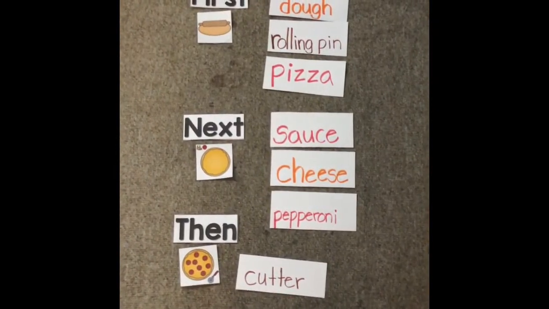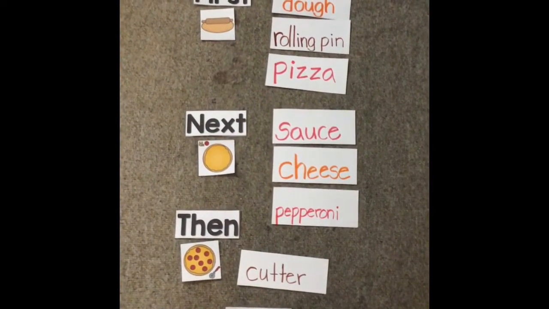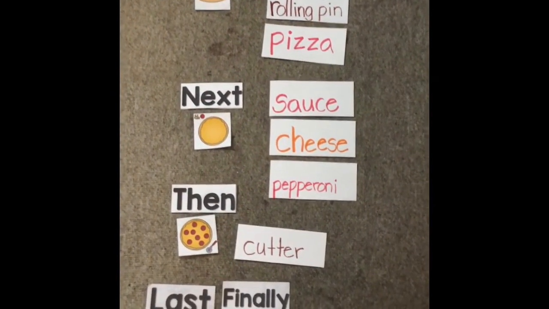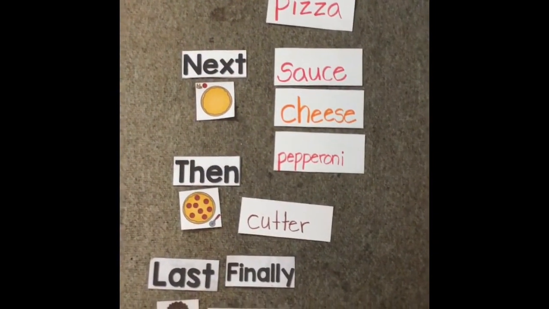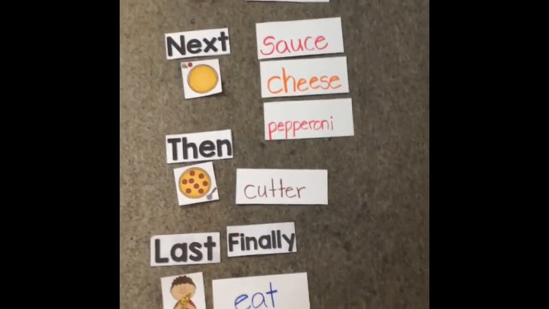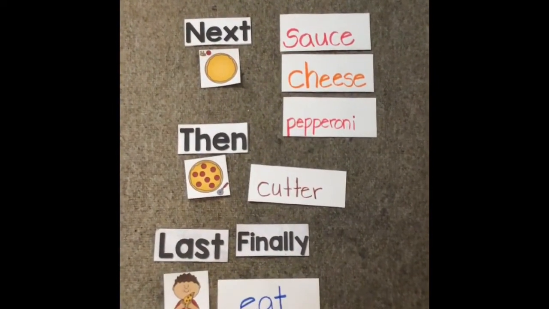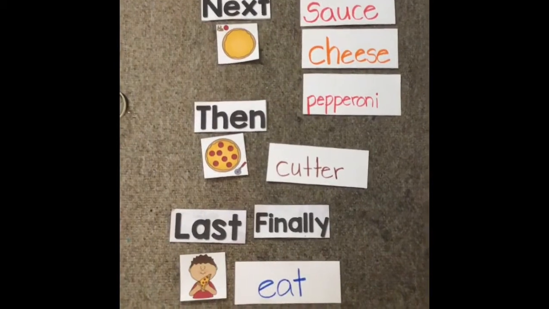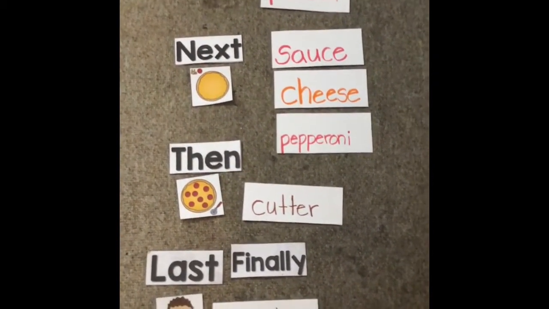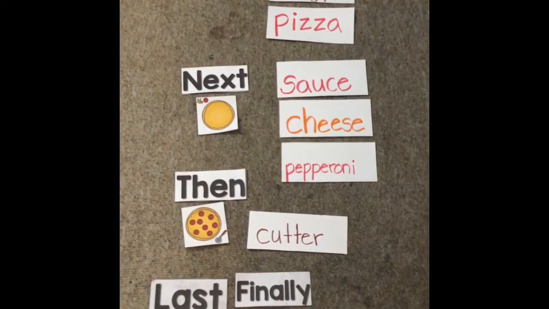First, I had dough and used a rolling pin to flatten out the pizza. Next, I added sauce and cheese and pepperoni. And then when it was finished cooking, I took out the cutter and cut slices. Last, I ate the pizza, or I eat the pizza with my friends. Or finally, I eat the pizza. Now I'm going to turn this into some writing using the other graphic organizers.